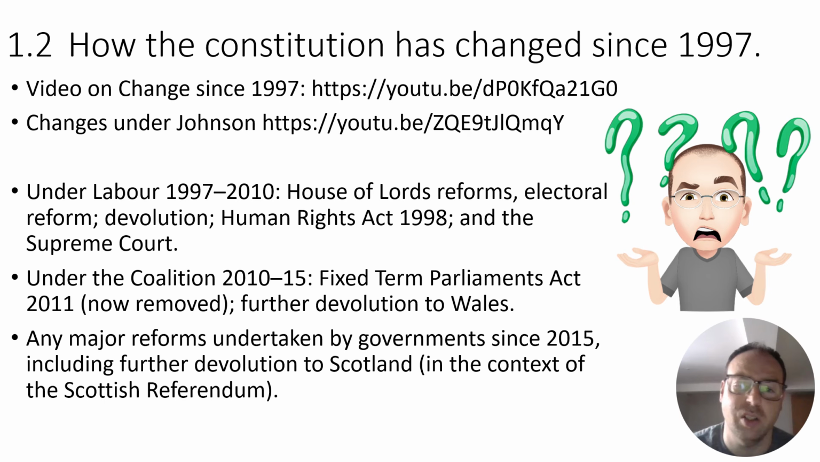So the spec tells you need to know about the House of Lords reform under the Labour government, the electoral reform, devolution, the Human Rights Act of '98, and the Supreme Court. Under the coalition, you've got the Fixed Term Parliament Act, which has obviously now been and gone, and further devolution in Wales. And then since 2015, we've seen further devolution in Scotland. And I think probably one of the big ones has been the development of the city mayors and city regions, and that is a slightly different direction really for devolution in England in recent years.